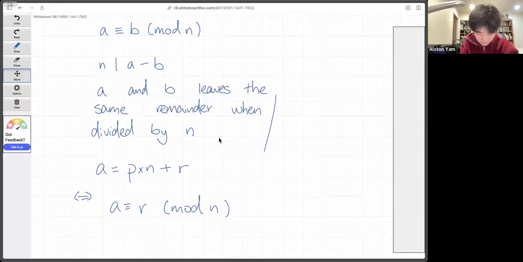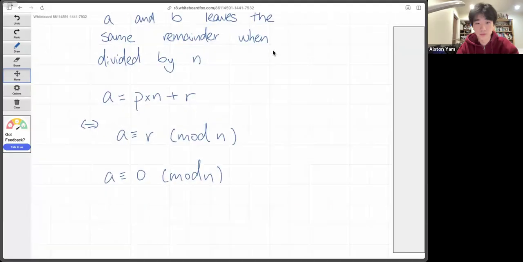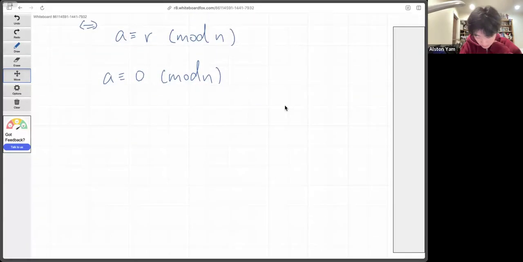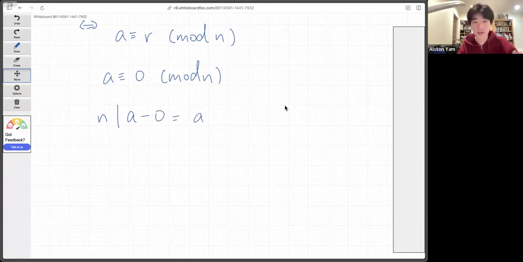So if we have A is congruent to 0 mod n, well, then that means from our definition before, n can divide A minus 0. Well, that is just the same as A, right? So we have n divides A.